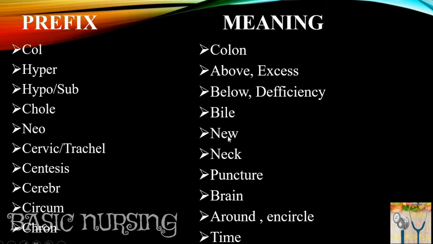Cervical or tracheal means the neck. Centesis means puncture. Cerebral means the brain. Circum means around or encircle. Chrono means time.